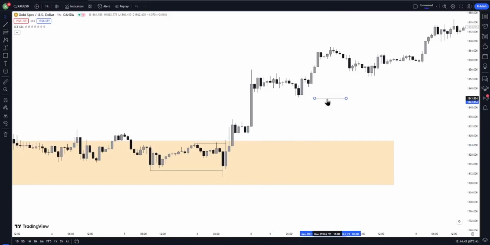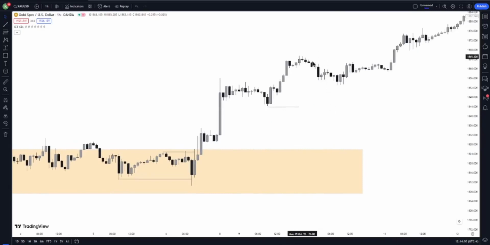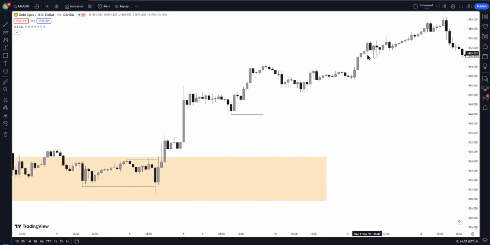Inducement has to be taken out. And where is that inducement? This is where your inducement is supposed to be, for this high to be confirmed as a valid high. But as you can see, it didn't come down to take it out at all. And before you know it, price created another structure high.